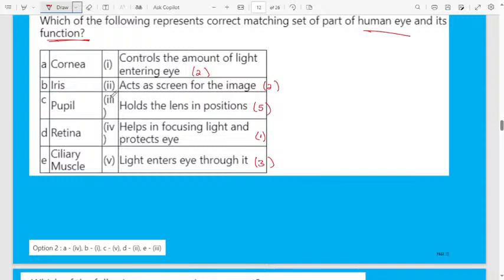Then which one is the second one? Fourth one. Then B is the second one. This is second, this is fourth, this is fifth. Okay.